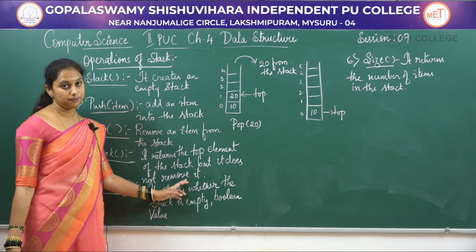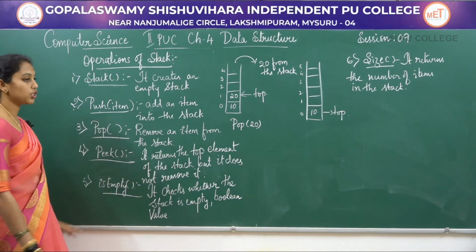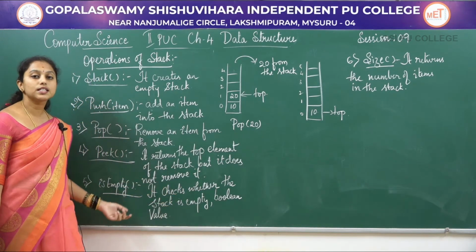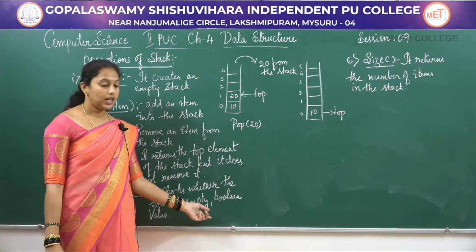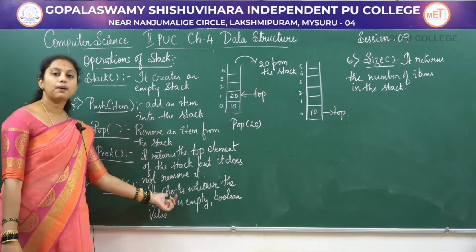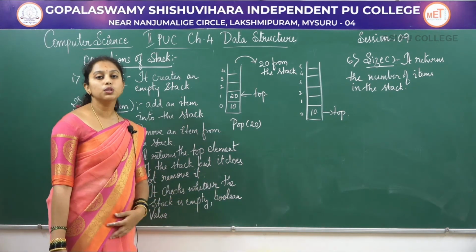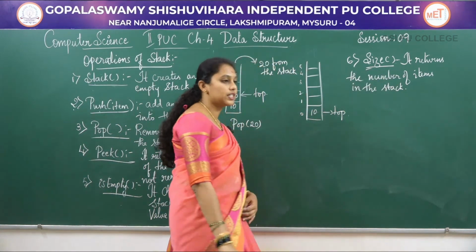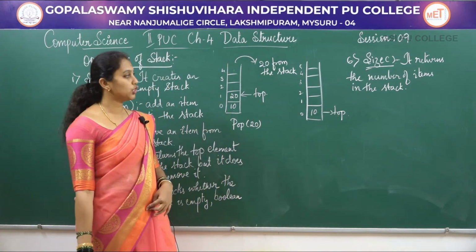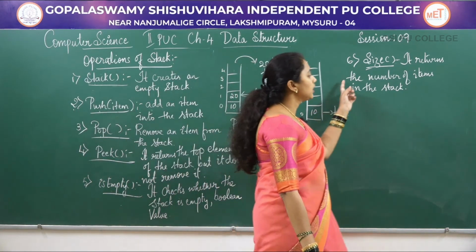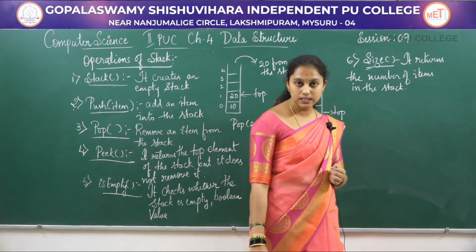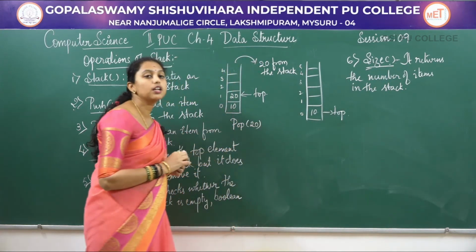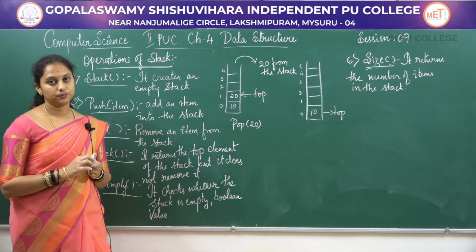When it comes to the peek function, it returns the top element of the stack, but it will not remove it from the stack. When it comes to the isEmpty function, it is used to check whether the stack is empty or not. It does not require any parameters, but it will return a Boolean value. And the last operation is the size function. The size function is used to return the number of items in the stack. It does not require any parameters, but it will return an integer value.